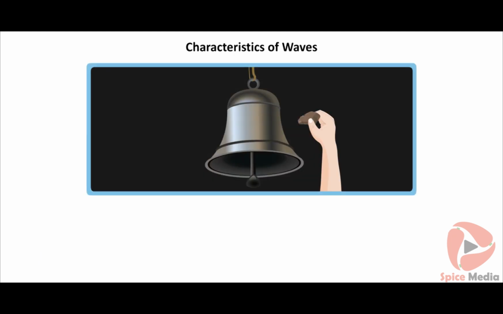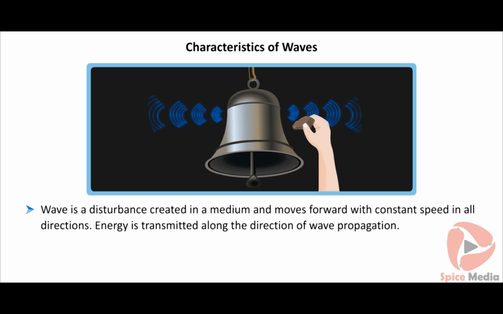Some of the waves require a material medium to transmit through. Can you identify the waves that require material medium for their transmission? Yes, water waves require water medium. Earthquake waves travel by land, and also sound waves require air medium. These waves are called mechanical waves. Thus, in a mechanical wave, the particles move up and down and do not move along the wave.